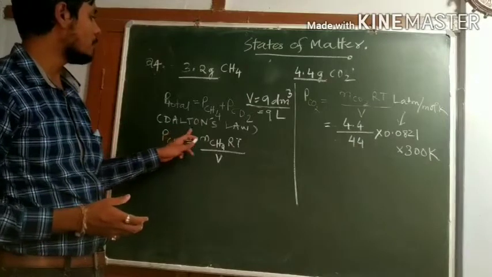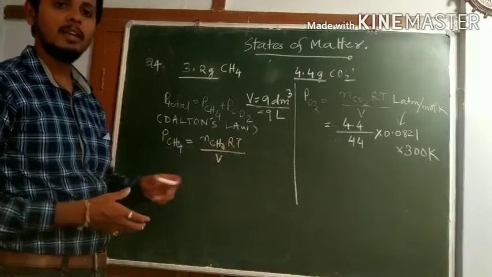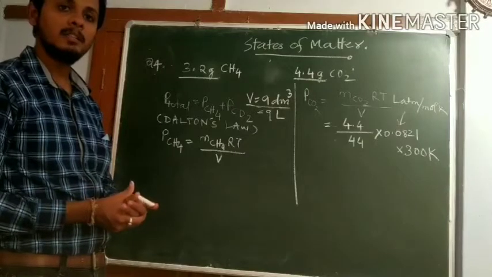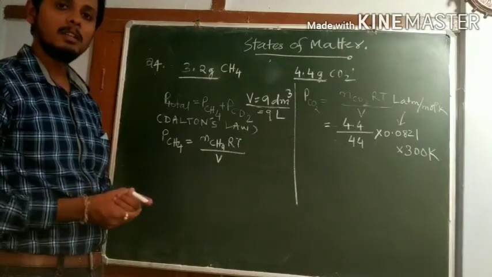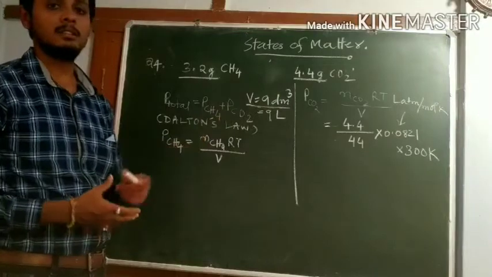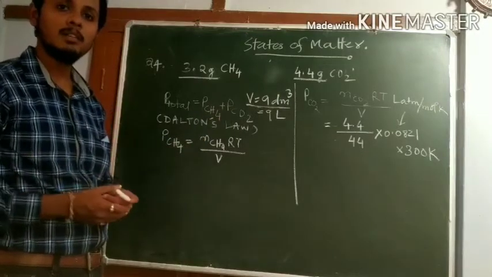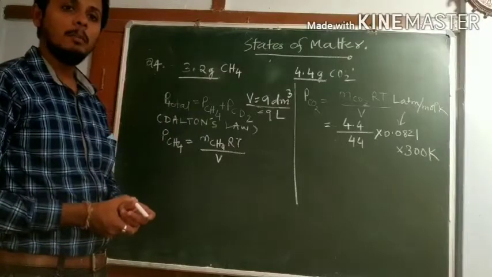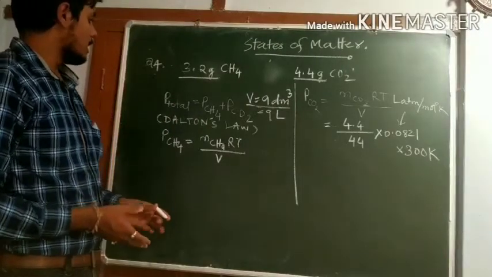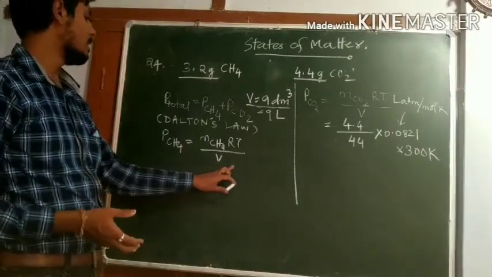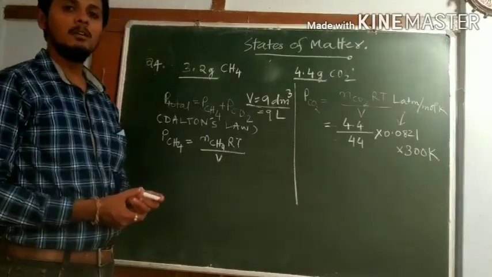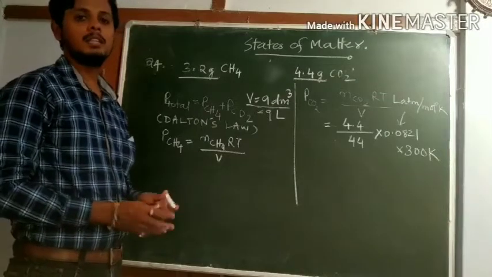So Dalton's law of partial pressures tells that if I have a gaseous mixture, then the total pressure exerted by the gaseous mixture is the sum of the pressure exerted by the individual gases. So for finding the partial pressures of methane and carbon dioxide, we will use the ideal gas equation.